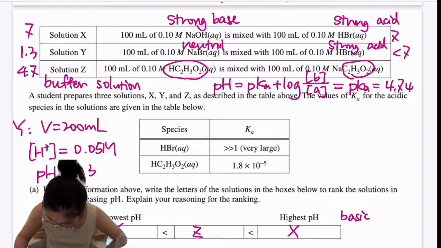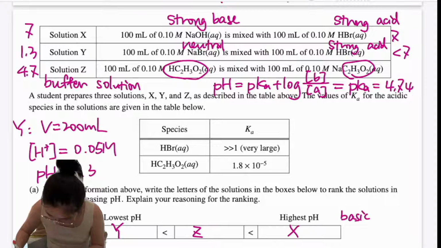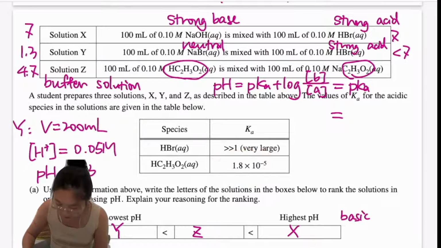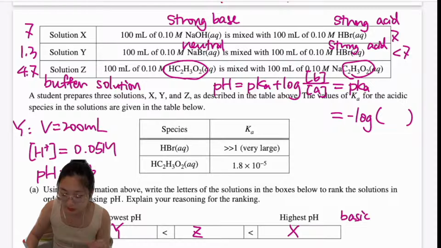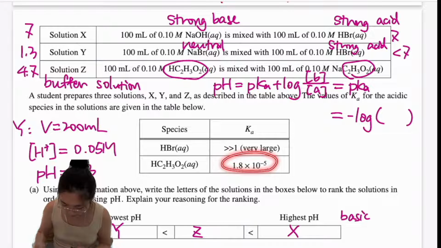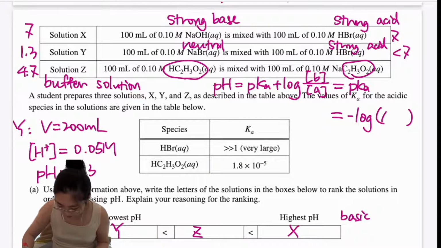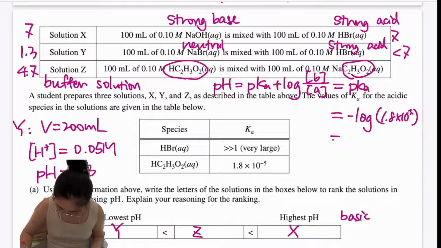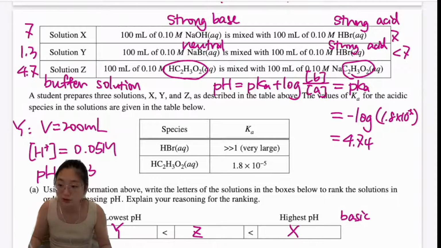How did I get this 4.74? Okay, so for the pKa value, you are given the Ka value, so I plug in Ka. P means negative log. pH means negative log of the concentration of the proton. pOH means negative log of the concentration of the hydroxide ion. So pKa literally means negative log of the Ka value. So it's negative log of 1.8 times 10 to the negative 5. And that is 4.74.